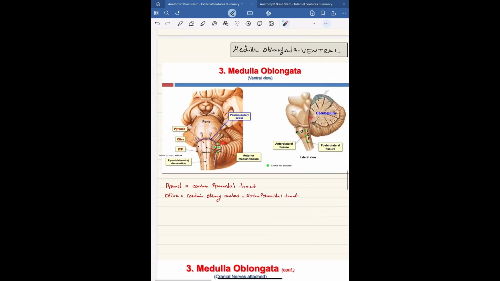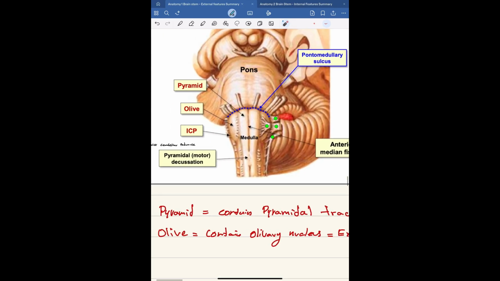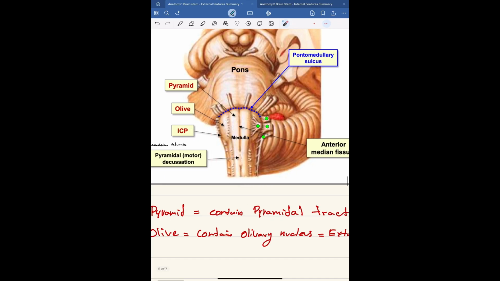Okay, now into the final part of the brainstem, which is the medulla oblongata. So far we finished the midbrain and the Pons, now into the medulla. The first thing I noticed from the features is that we have a fissure here called the anterior median fissure. So that's my starting point. That's my anterior median fissure.